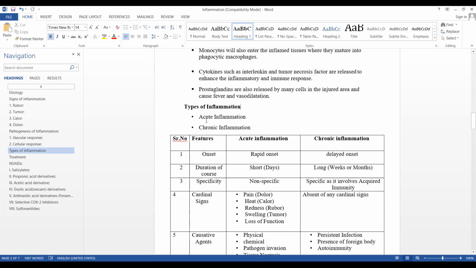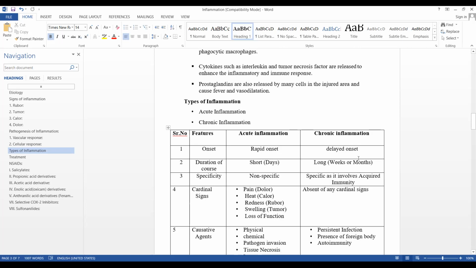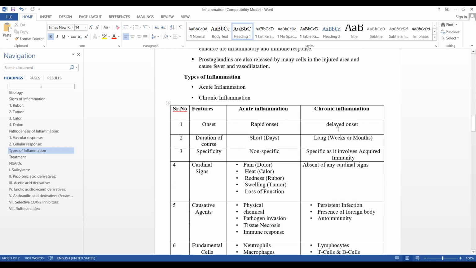Two main types are there, acute and chronic. Acute means short term and chronic means long term. According to the duration, these types are acute and chronic. Onset of action: in acute inflammation, rapid onset of action takes place. In chronic inflammation, there is delayed onset of action.